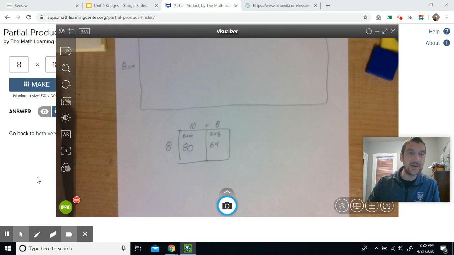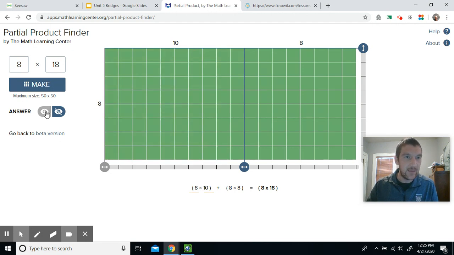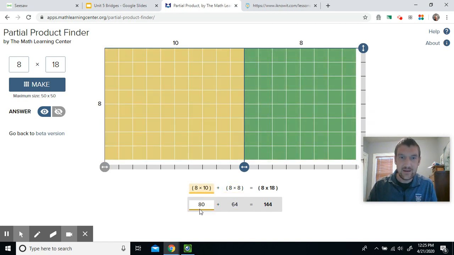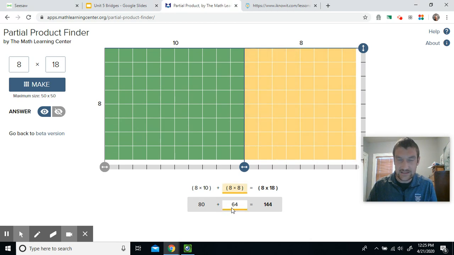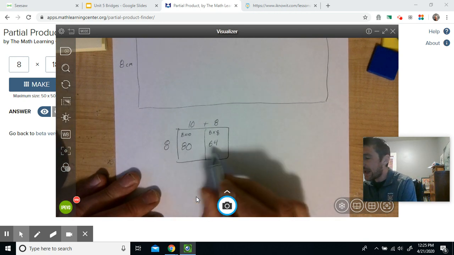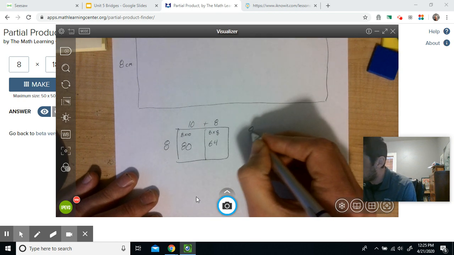And I can even go back and check my work on the website here. If you click this little I button, you can see what the different partial products would be. So 8 times 10, that should be 80. 8 times 8, that's 64. So far so good. Now the last step you do when you're doing partial products is you add your two products, 80 plus 64.